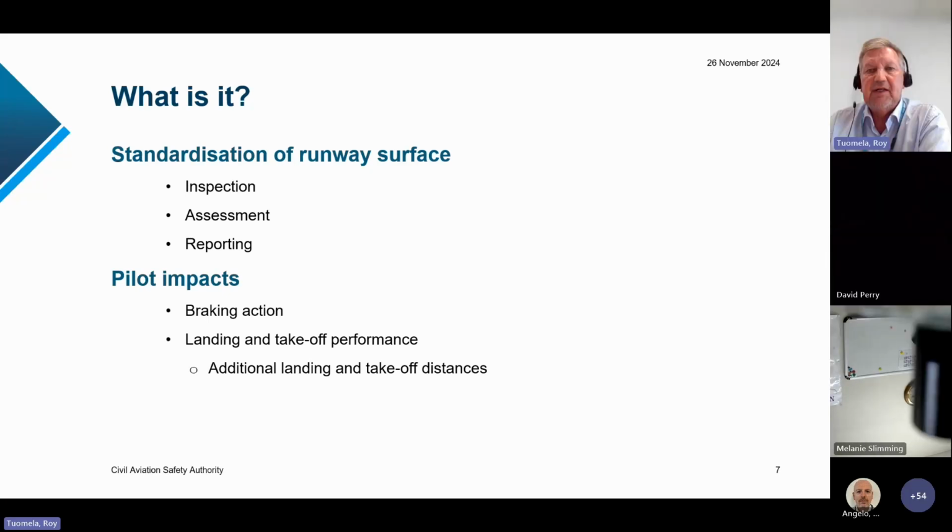And the result of this standardised runway surface reporting is benefits to pilots to determine the braking action and the landing and takeoff performance. The landing and takeoff performance can result in additional landing and takeoff distances. That's why it's so important to pilots, because of the impact on their operations in the most critical stages of takeoff and landing. I'll pause again because I did say I'd pause after each slide, in case there's any questions along the way.